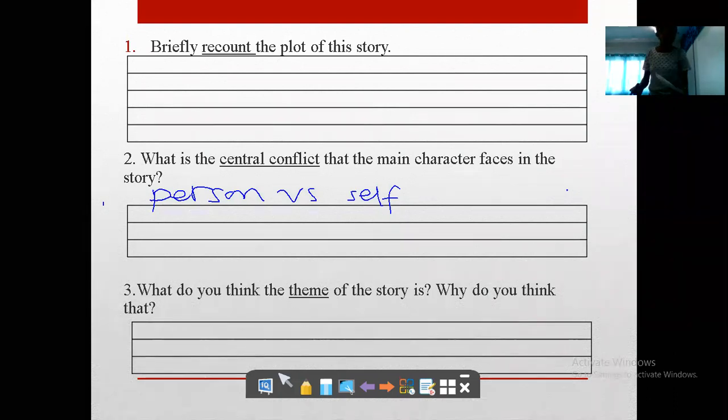Number 3, what is the theme? Now, mind you, with themes they don't necessarily have to be long sentences. They can be one word or a phrase simply. So what word or words can you think of with what the theme might be? Let's have one word from you.